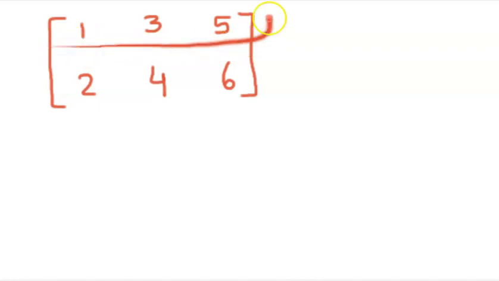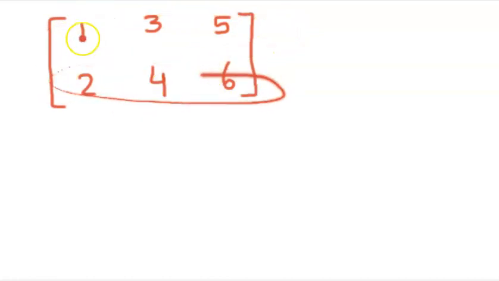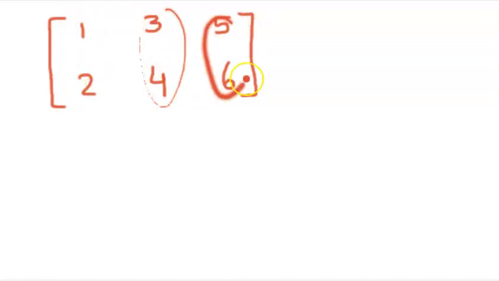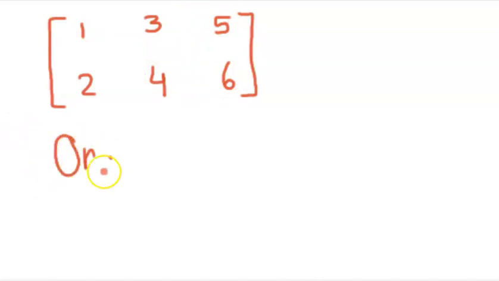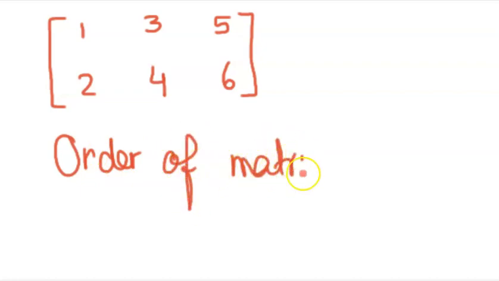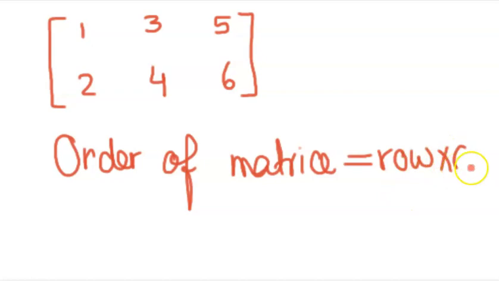Now, there's a thing called the order of matrices as well. Order of matrices is row: how many rows are there? This is first row, second row, and how many columns are there? The order of the matrix is written like this, rows times columns. So the order of this matrix is two rows and three columns.